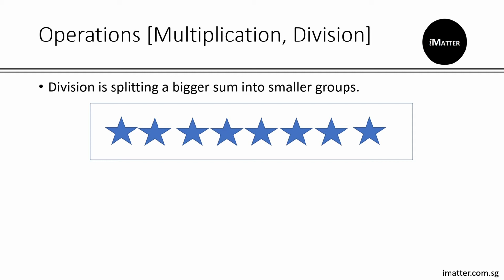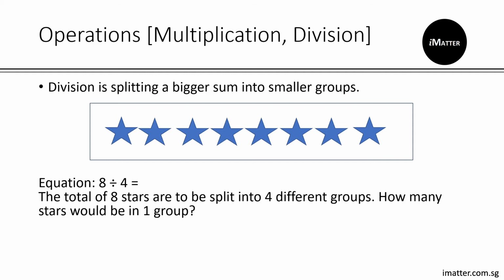For division, division is the opposite of multiplication. Division is splitting a bigger sum into small groups. However, multiplication is to find the total. Since division is splitting a bigger sum into small groups, usually you would have to find the total number first, and you can see that there is a total of 8 stars. Now the 8 stars are to be split into 4 different groups. So how many stars would be in one group? You can pause the video while you think of the answer, while I tell you the answer soon. Now the answer is 2.